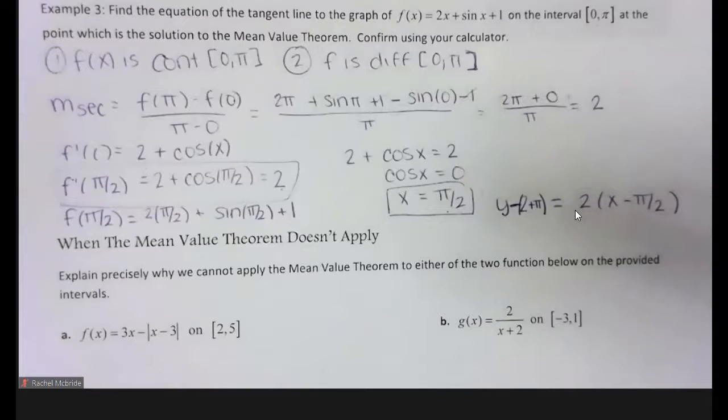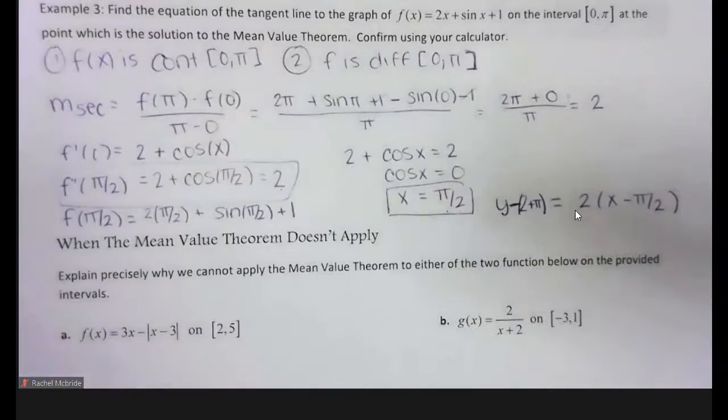So again, it's always important to read the directions. Oftentimes we fall into a habit of, oh, I found pi halves. That's the mean value theorem. I'm done. Well, okay, you did apply the mean value theorem and you did get the correct answer, but the question itself was asking for the equation of the tangent line on that interval for the mean value theorem.